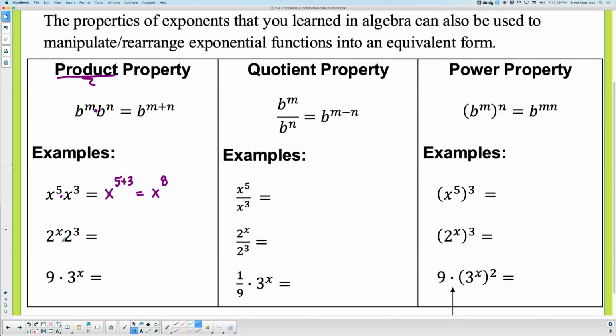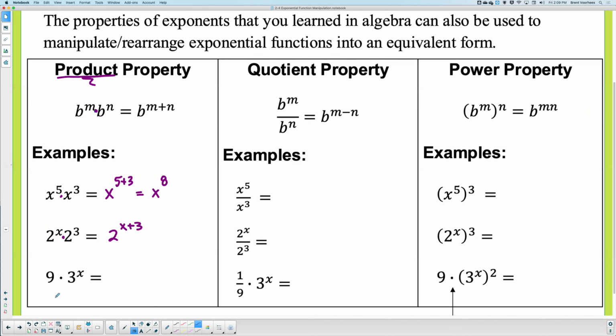Let's do another. 2 to the power of x times 2 to the power of 3. What is actually doing the multiplying? The bases. You have identical bases. So if you have identical bases, you can do the product property, which states, what can I do with my powers? You add them together.